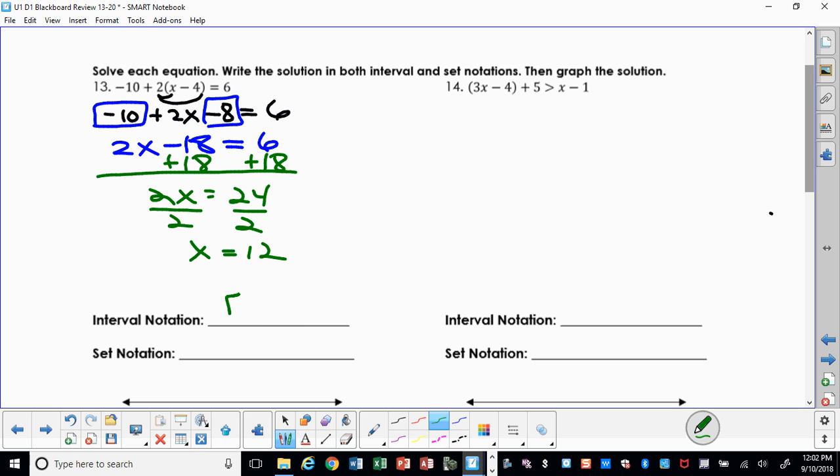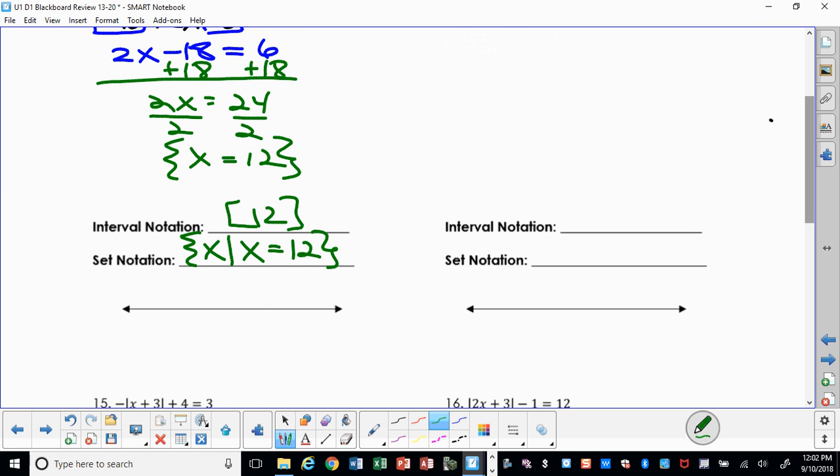All right, so that is a very short interval of just 12. It starts at 12, it ends at 12. It includes 12, so I use the square brackets. This is basically set notation right there. I'm just going to add the x such that x equals 12. And then on my number line, I would just go ahead and make a 12 and put it there. There's 12. Okay? So that's the graph, the set notation, and interval notation.